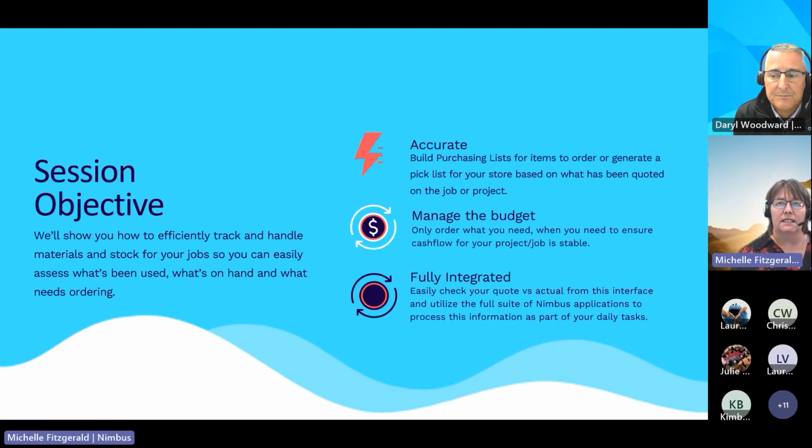So there's a level of accuracy around quote orders. It helps manage the budget because you can see what's been allowed for and what's been used. And of course, quote orders fully integrates with the rest of Nimbus, which is great. So just as a byproduct of other people's tasks within the organisation, quote orders remains up to date and accurate.